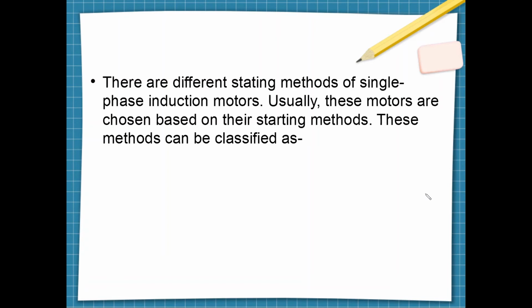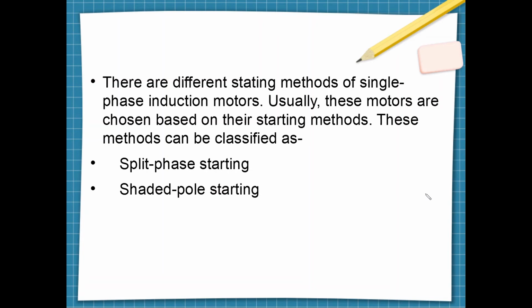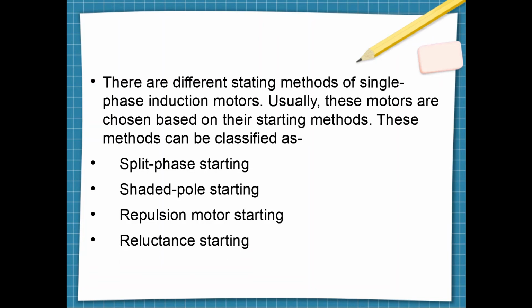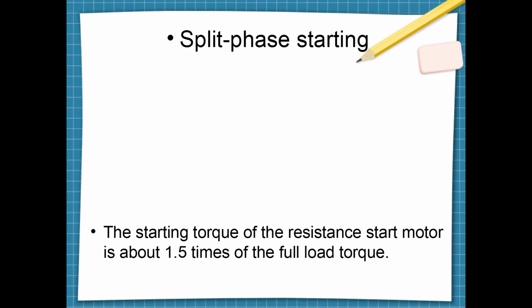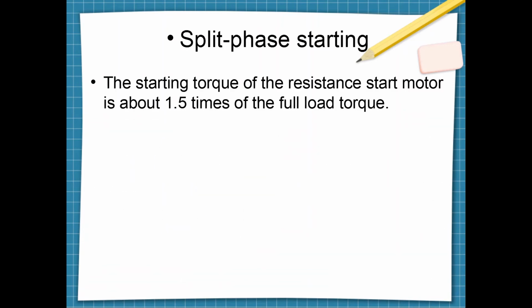These methods can be classified as split phase starting, shaded pole starting, repulsion motor starting, and finally reluctance starting. Now we will cover split phase starting. The starting torque of a resistance start motor is about 1.5 times the full load torque.